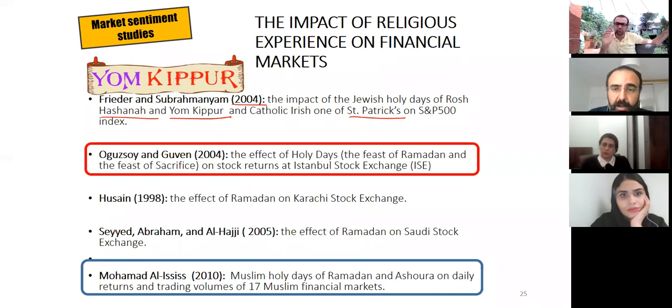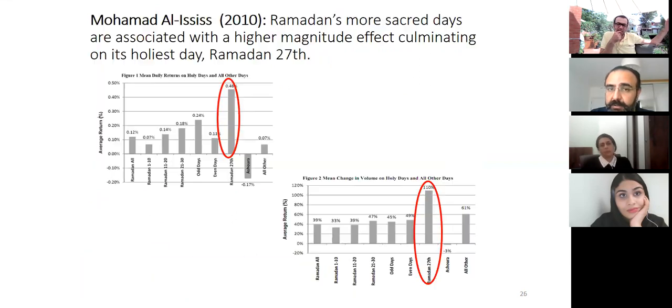The other ones are for Islamic countries: the effect of the holidays of the Feast of Ramadan and the Feast of Sacrifice on stock returns at the Istanbul Stock Exchange, Ramadan on the Karachi Stock Exchange, or the effect of Ramadan on the Saudi Stock Exchange, Tadawul. It is explained fully in Muhammad al-Isis's study of the Muslim holidays of Ramadan and Ashura on the daily return and trading volume of 17 Muslim financial markets. The first 10 days of Ramadan have a lower return, and it goes up towards the last 10 days of Ramadan.